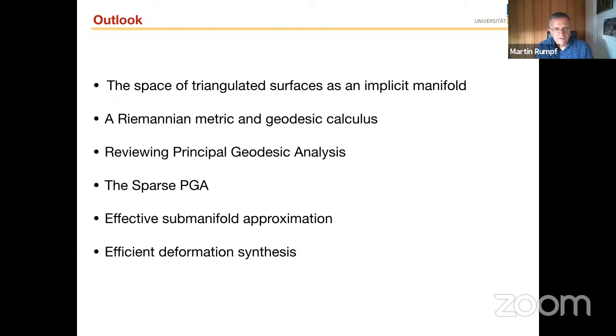And in particular, because we are heading for a sparse principal geodesic analysis, we will first review the principal geodesic analysis and then turn it into a sparse one. And that will allow us to approximate very efficiently and effectively a submanifold generated by all these modes, which we have computed via the sparse PGA, and, because of the already briefly described separation of these mode groups, allow us an efficient deformation synthesis.